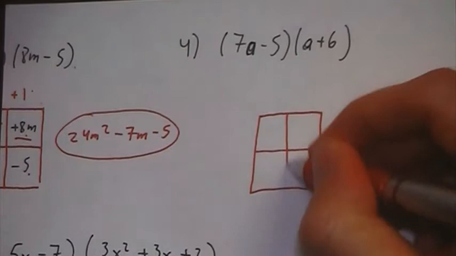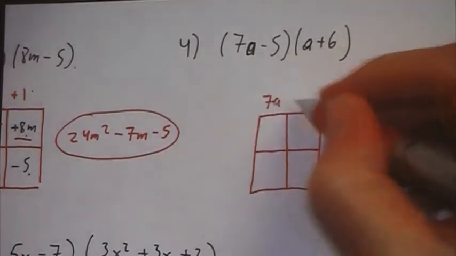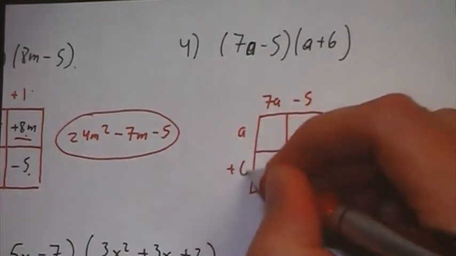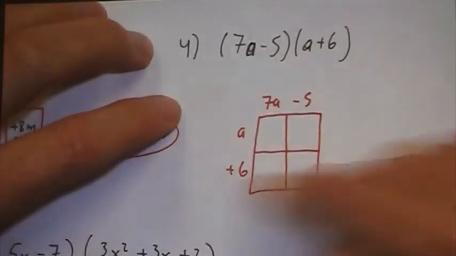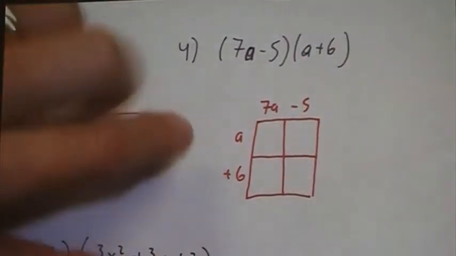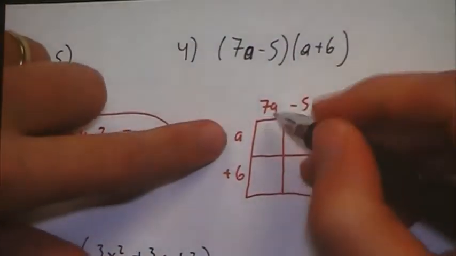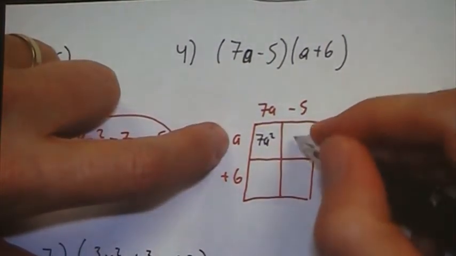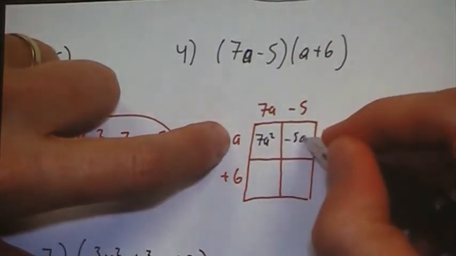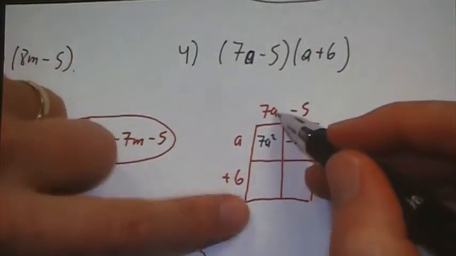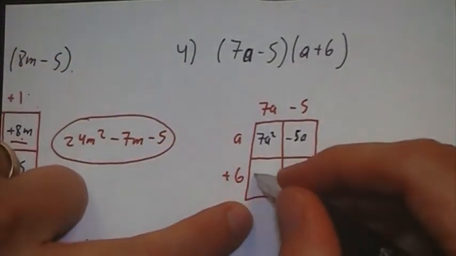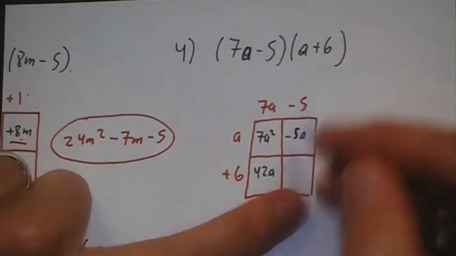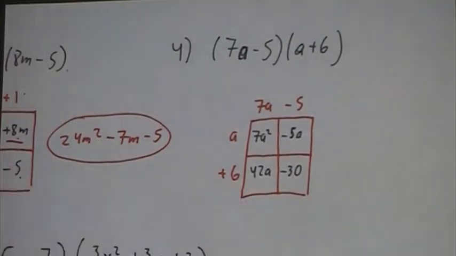Box. 7a minus 5a plus 6. And again, you're going to go straight over, straight down, combine the like terms. So we've got ourselves a times 7a, 7a squared, a times the minus 5, minus 5a, 7a times 6, so 42a, and negative 5 times negative 6 would be a negative 30.